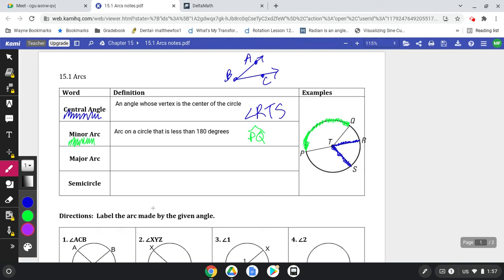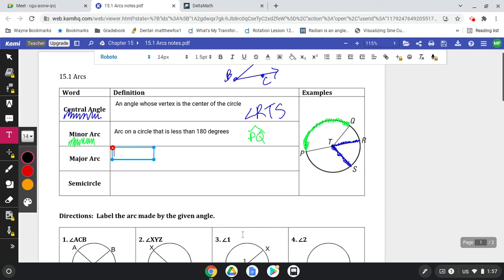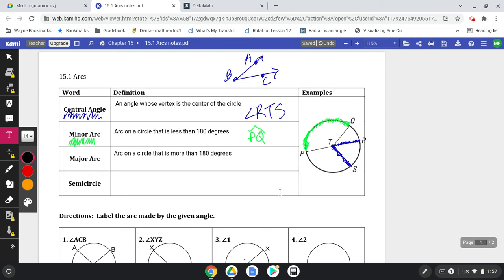Okay, next, our major arc. The major arc is an arc on a circle that is more than 180 degrees. So if we look here, the major arc, there are a couple of options we could have, but I'll just choose from P all the way over to Q.